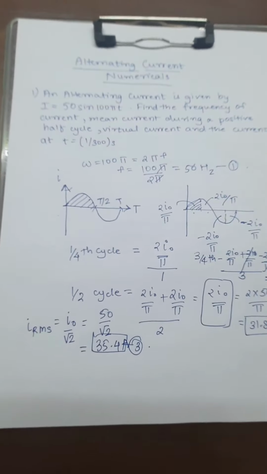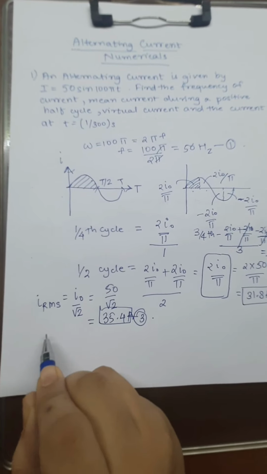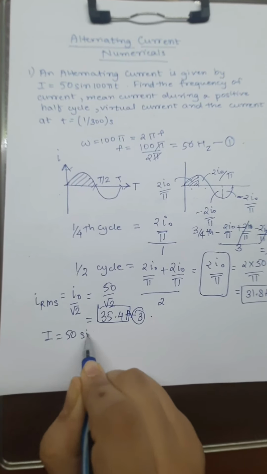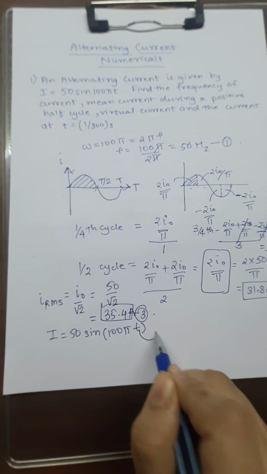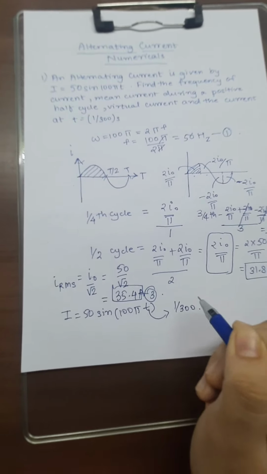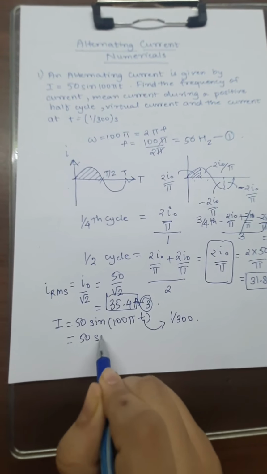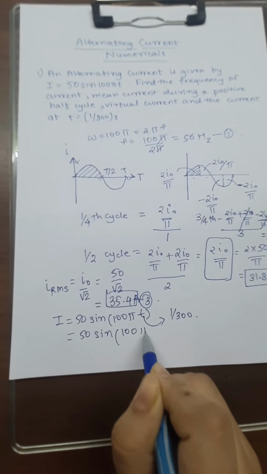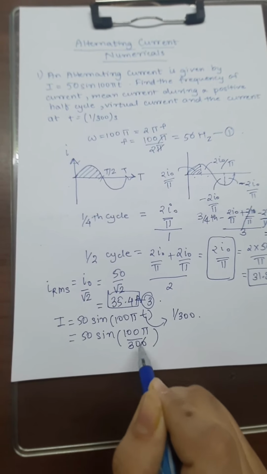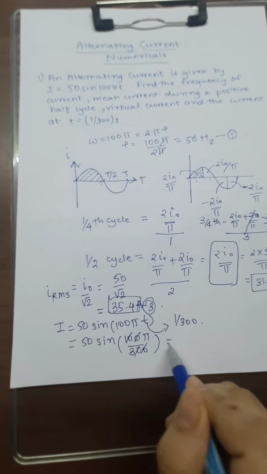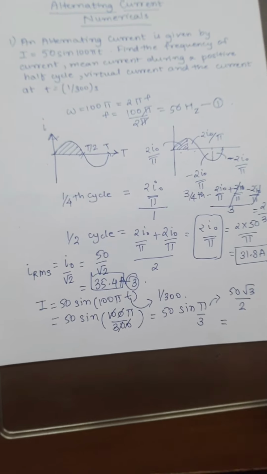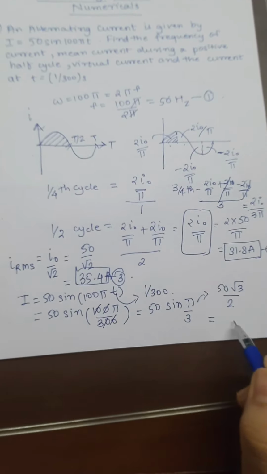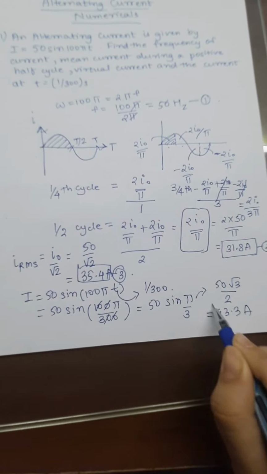And current at t equal to 1 by 300. So the equation we know is I equal to 50 sine 100 pi t, where t is given 1 by 300. If we substitute it here, we get sine pi by 3, which is sine 60, and the value we get is 43.3 ampere. So this is the last answer.